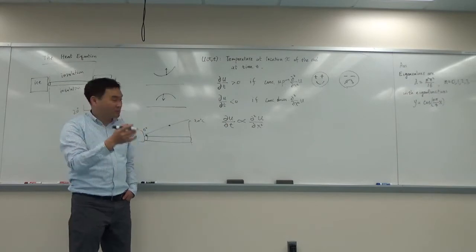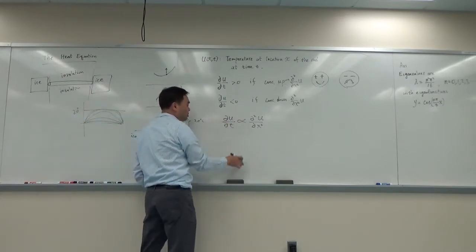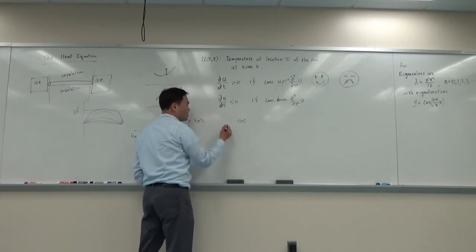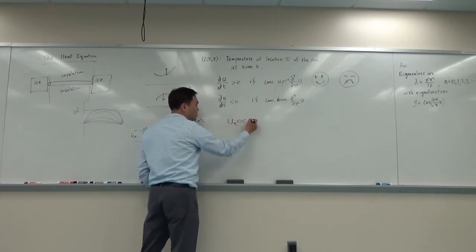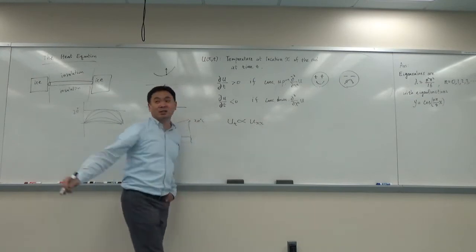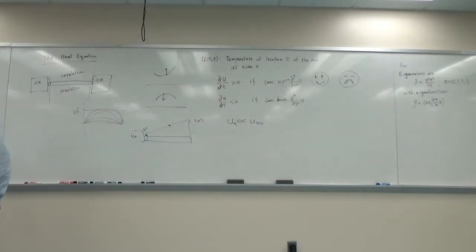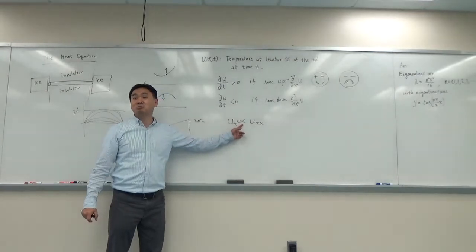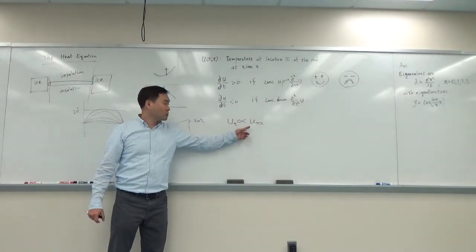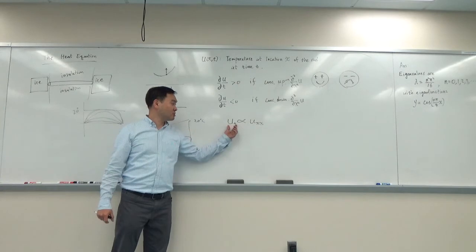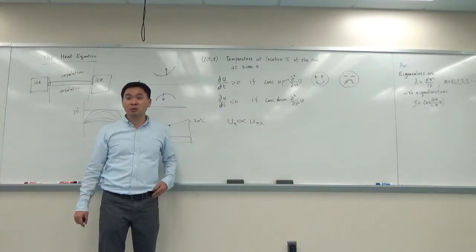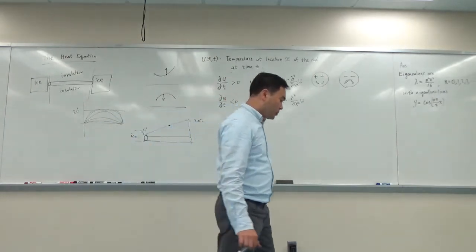At some point it's too much to write down the partial derivative symbol all the time, so I'm just going to write the shorthand, which is simply u_t is proportional to u_xx. That's a lot simpler, right? So if this increases, this increases. If this becomes negative, this is also negative, and so on.